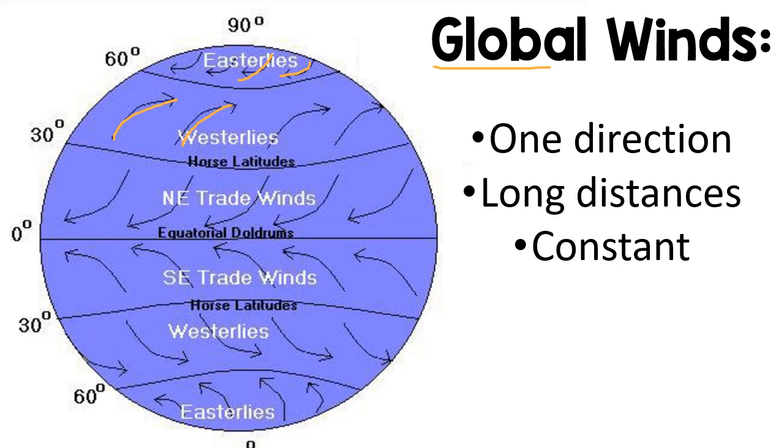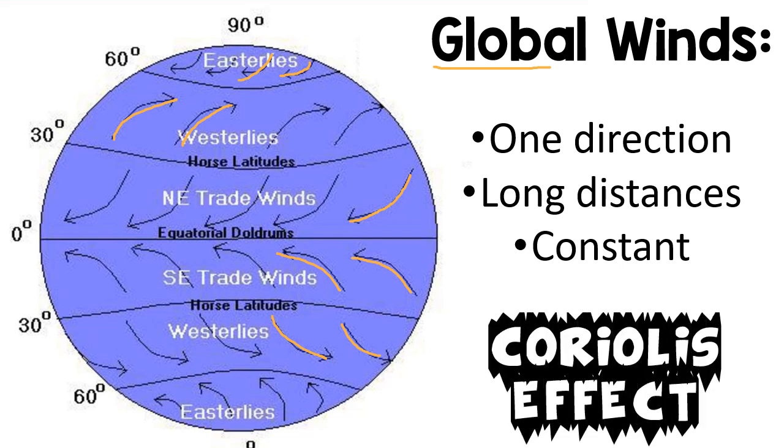And one thing I want you to note, you see how all of these arrows are curved? I want you to think of the ocean currents that we talked about earlier in the year. What is it that makes all of the ocean currents, and in this case the wind currents, curve? It's the Coriolis effect. Remember, the Coriolis effect is the spinning of the earth that makes wind and water currents curve.